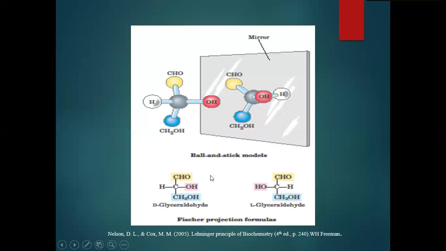Now, this diagram shows the ball and stick model as well as the Fischer projection formula for D-glyceraldehyde and L-glyceraldehyde. The ball and stick model shows the mirror image of this particular compound, while the Fischer projection shows us the position of the hydroxy group around the same carbon. You can see that the hydroxy group on this position of glyceraldehyde is in the D configuration, and the hydroxy group on the same carbon atom here is in the L configuration.